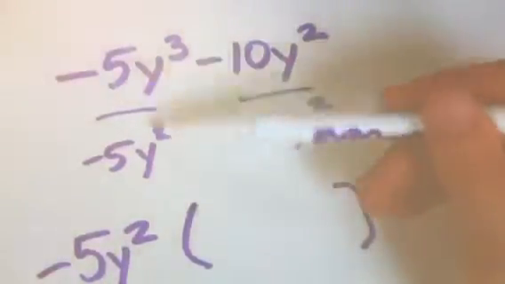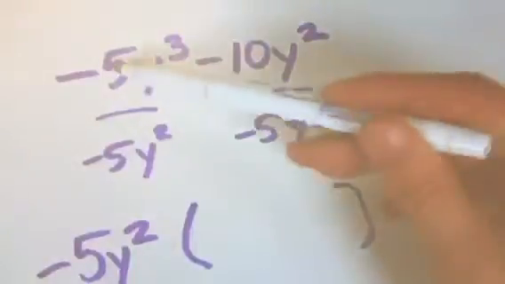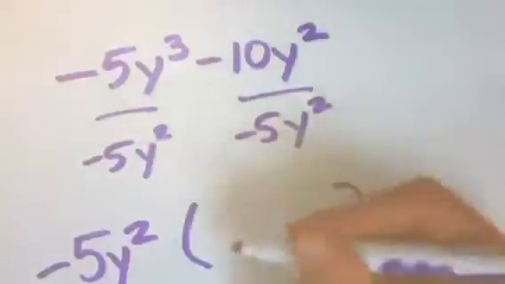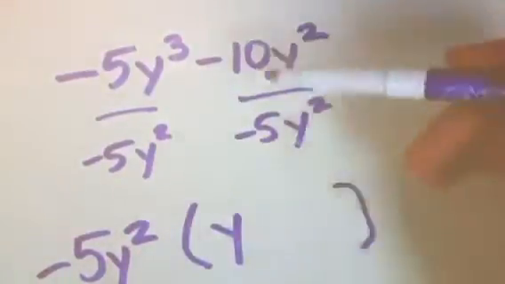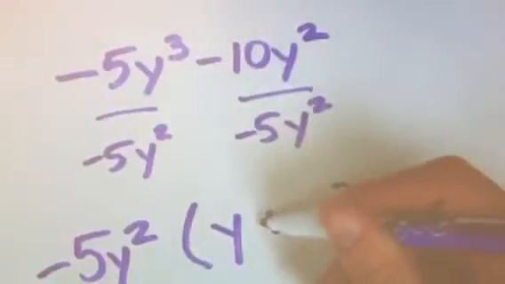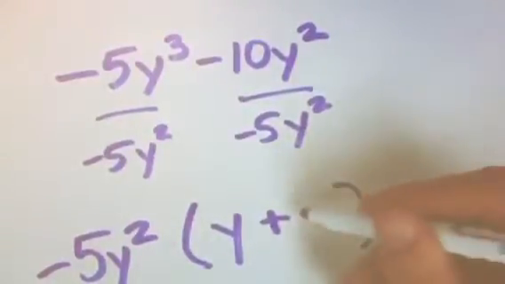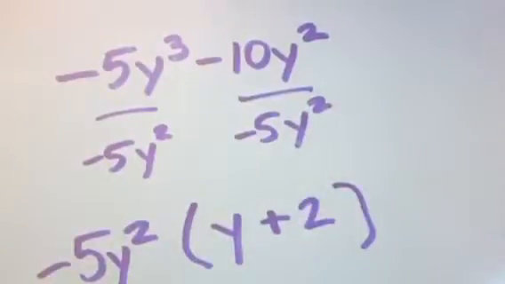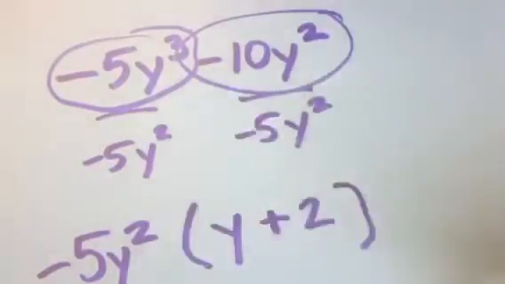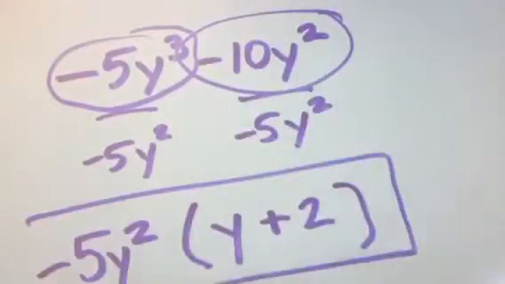And what do I need to multiply negative 5y squared by to get negative 5y cubed? Basically, if I divide them, I see that I need to multiply by a y. What do I need to multiply by to get negative 10y squared? I need to multiply by positive 2. I can check my answer by distributing. Negative 5y squared times y is negative 5y cubed. Negative 5y squared times 2 is negative 10y squared. So this is the factored form.